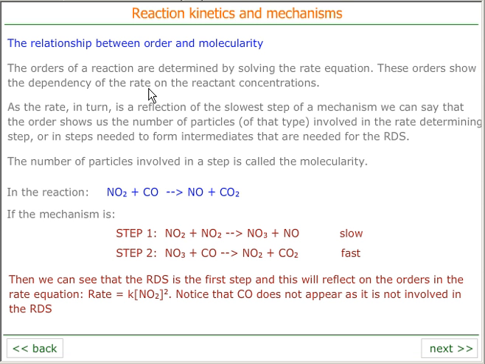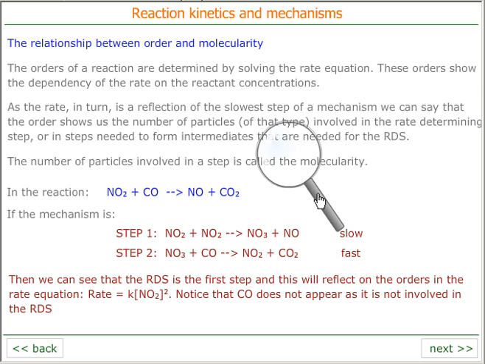Now this is where the importance of the order comes in. The order of a chemical reaction shows us how the overall rate depends upon that particular species. So if we obtain orders by solving the rate equation, we can then say that the orders effectively tell us how many of those particles are involved in the rate determining step, or are needed to form particles, intermediates, that are going to be used in the rate determining step.